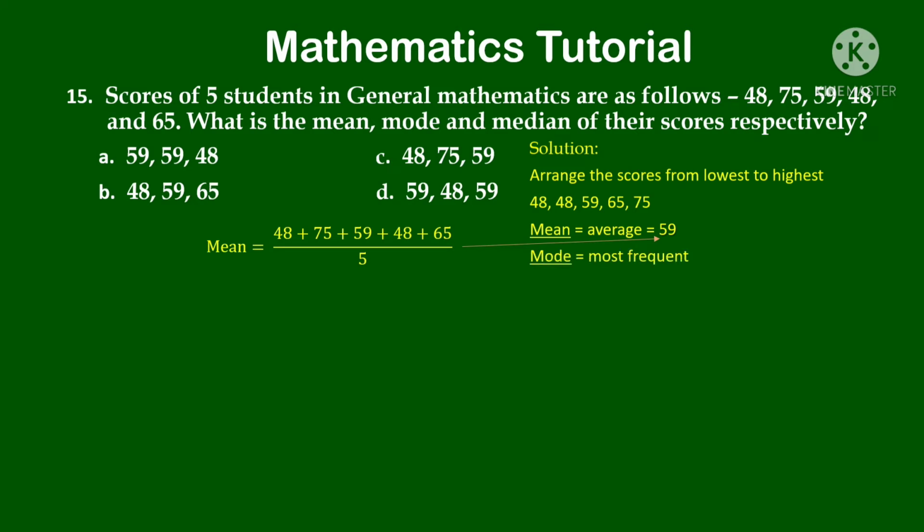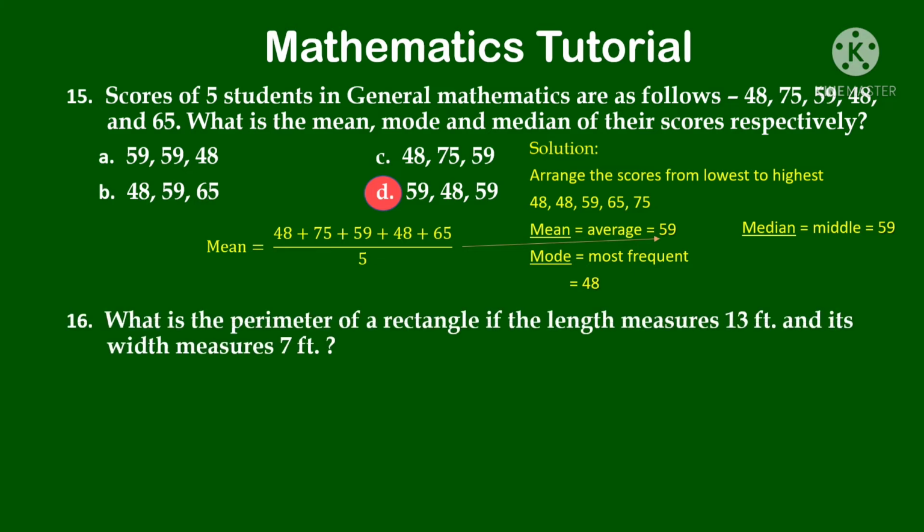Then the basic definition also for the mode is the most frequent. So the most frequent in the scores, or the one that appeared the most, is 48. Then the median is the middle. The basic definition is the middle of the scores, which from the arrangement given, 59 is the center point. So the correct answer is letter D, 59, 48, and 59 respectively.